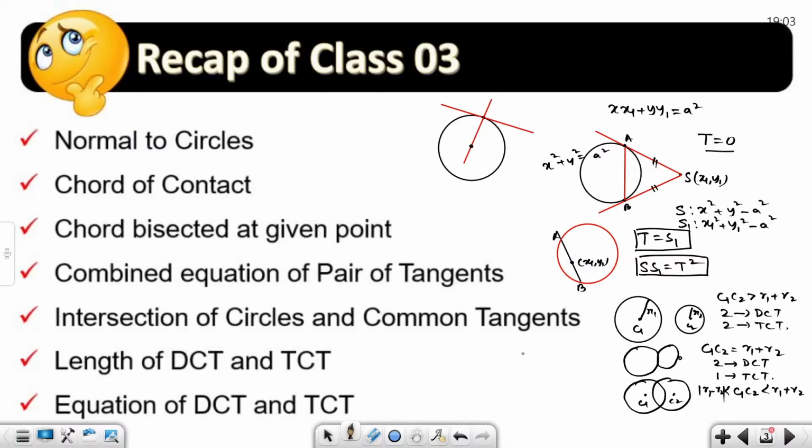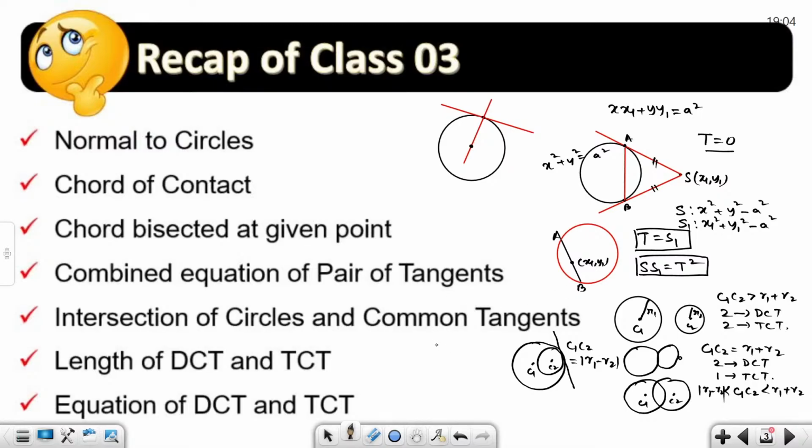right? Now, if there are 2 circles which are touching each other internally, in that case, the condition was C1C2 equals to modulus of R1 minus R2. In that case, we are only having one common tangent, which is the direct common tangent. There will be only one common tangent, and that is a direct common tangent, right?